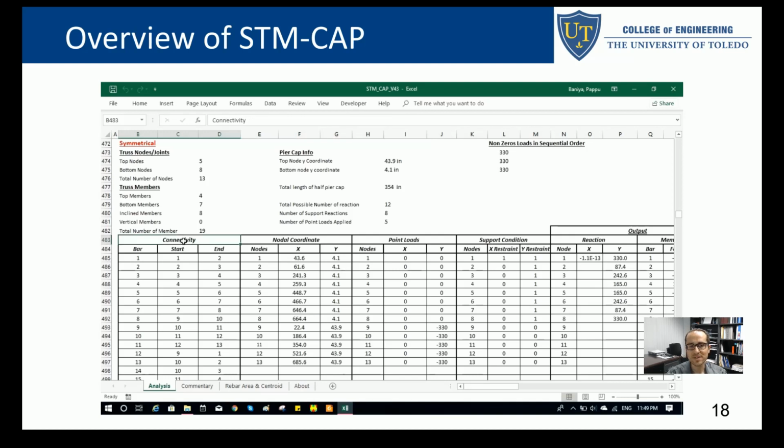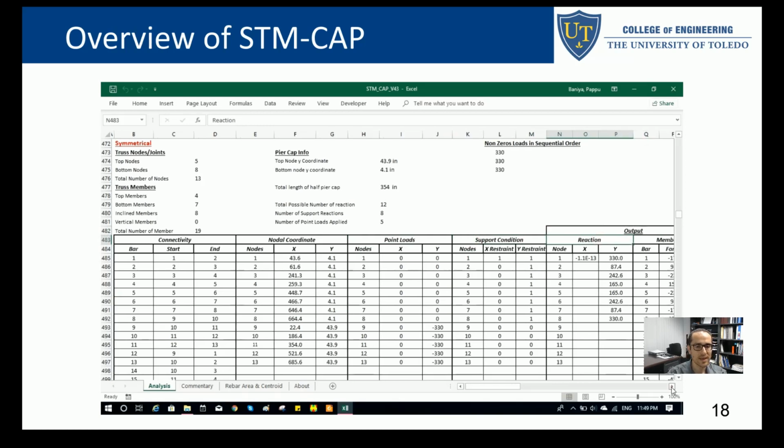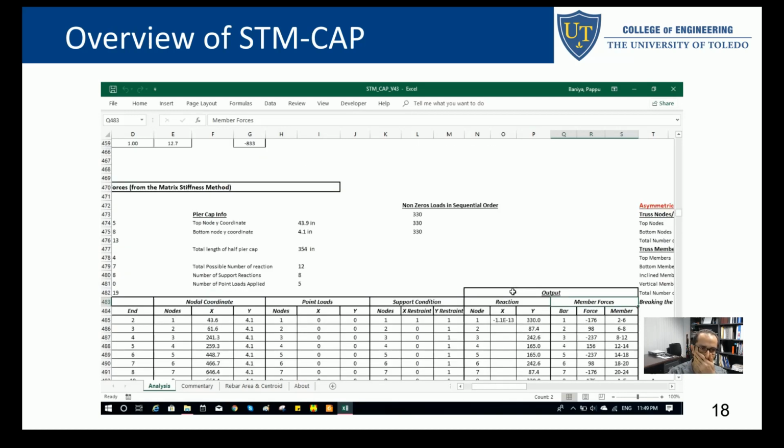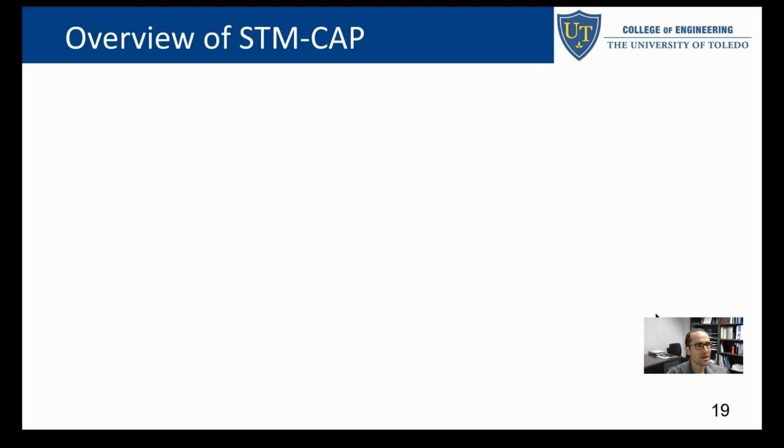This is the matrix stiffness method. It does a truss analysis. See, these are truss forces, reactions, and so on. So there's a lot going on in the background, but you don't have to get involved with these unless you want to. So that's pretty much it with this.